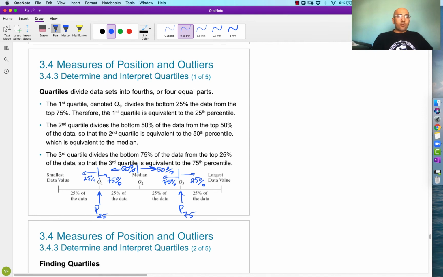Okay. So the first quartile, denoted by Q1, divides the bottom 25% of the data from the top 75% of the data. The first quartile is equivalent to the 25th percentile. Same thing for the second quartile. It divides the bottom 50% of the data from the top 50% of the data. The second quartile is also known as the median. And then finally, the third quartile separates the bottom 75% of the data from the top 25% of the data.